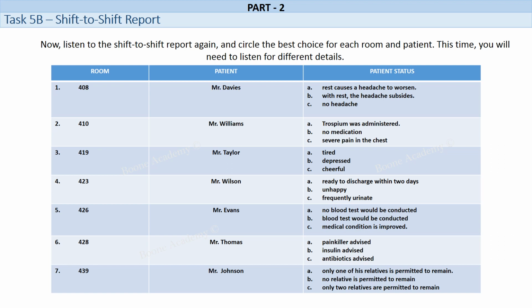This is the evening shift report for Monday, June 3rd. Room 408, Mr. Davies is admitted to the hospital with complaints of cough with mucus secretion for 2 weeks. Cough increases during the night and decreases with rest. Fever with temperature 100 degrees Fahrenheit since yesterday. He also complains about the headache yesterday, which also decreases with rest.